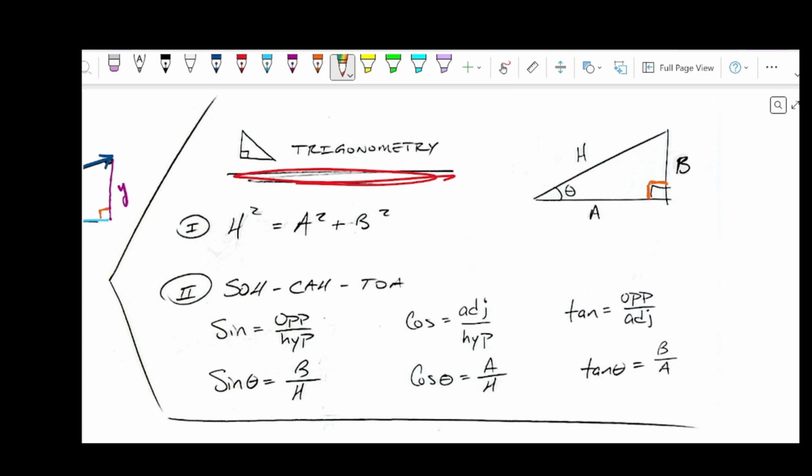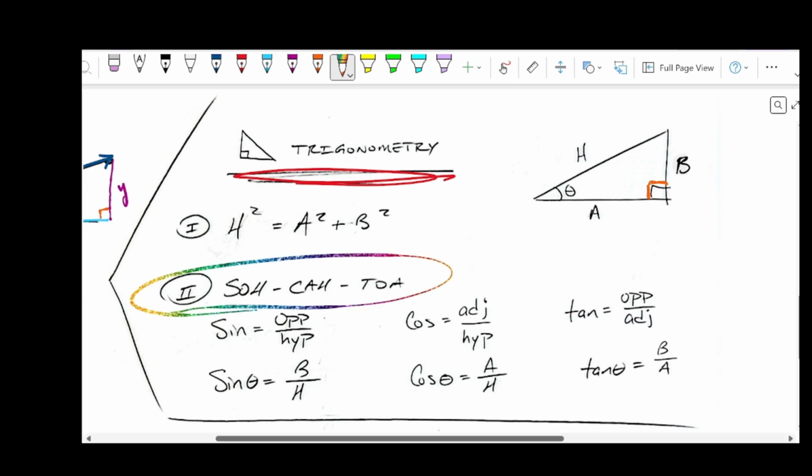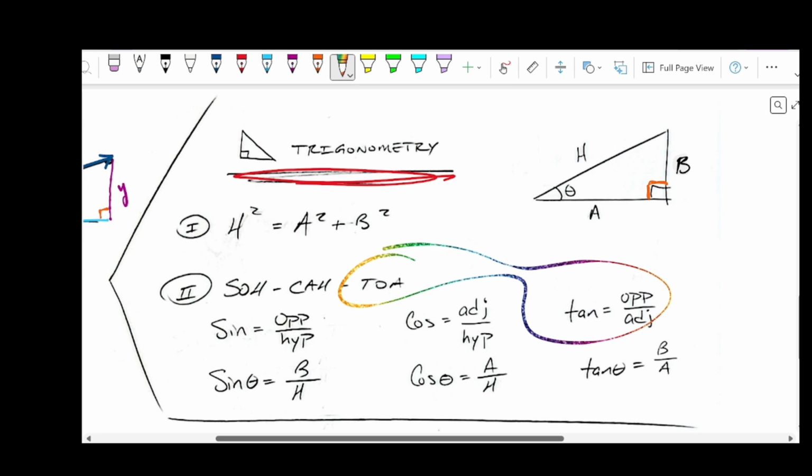The semantics and the nitty gritty of that we don't really need for this problem, so I'm just going to skip it. You should already know a squared plus b squared equals c squared. The second thing which I really need is our trigonometric identities. So, SOH CAH TOA. SOH corresponds to sine, CAH corresponds to cosine, and TOA corresponds to tangent.